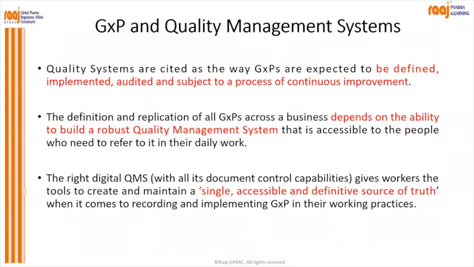So how is GxP correlated with the quality management system? Quality systems are cited as the way GxP is expected to be defined, implemented, audited, and subject to a process of continuous improvement. Some people write an SOP, do their task, and finish, right? There is no continuous improvement seen. But while performing that task, if you observe that we need some improvement in the activity, revise that SOP, maintain the record, maintain change control, correct? Because continuous improvement is necessary.